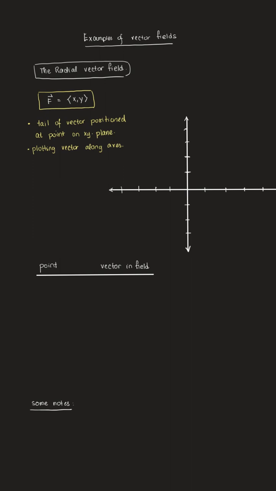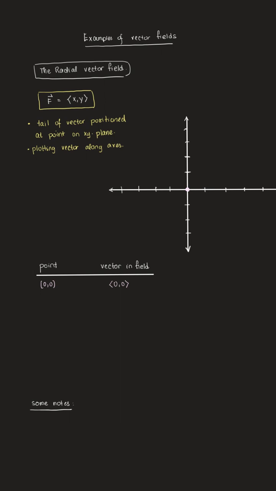All right, so at the bottom I have a small table, and if we put in our point, the origin, 0, 0, we know that since our vector field has the same x component as the x coordinate of the point and y component as the y coordinate of the point, the vector in the field will be just the 0 vector. And I'm just going to draw that with a point at the origin.